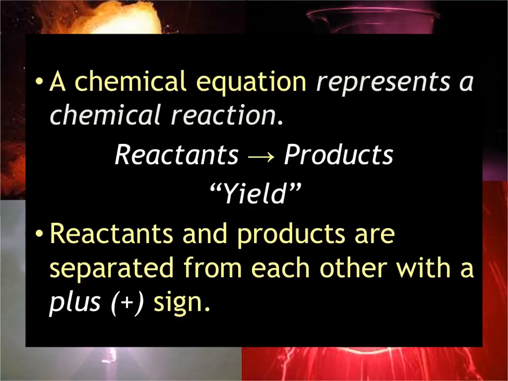A chemical equation represents a chemical reaction. Reactants will give you or yield products. This symbol right here stands for yield. So we would say reactants yield products. Reactants and products are separated from each other by plus signs.